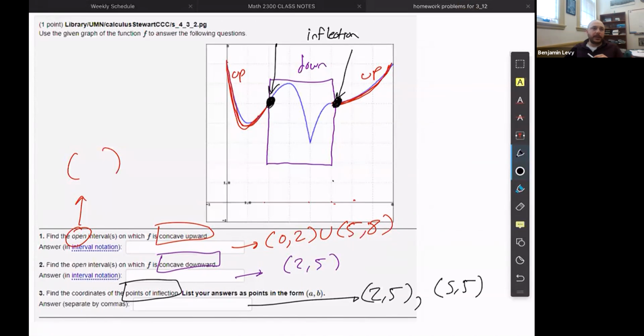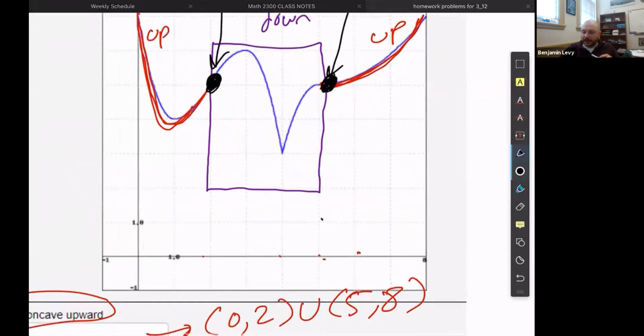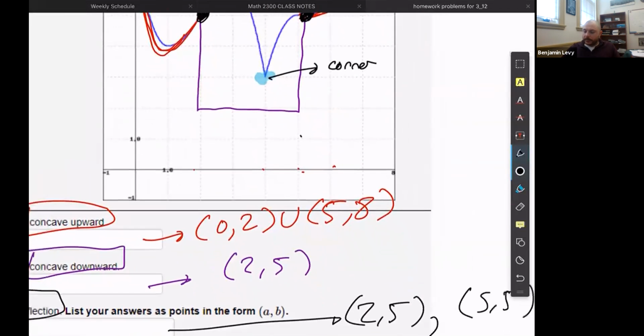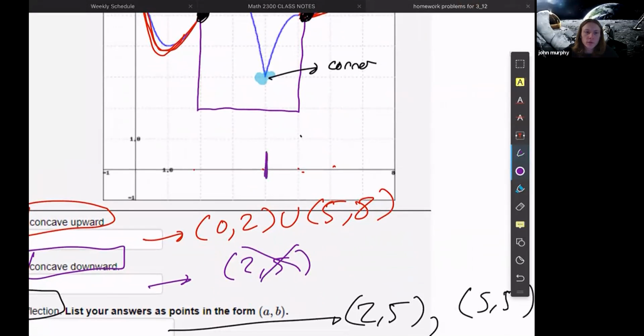Oh, okay. I'm looking at the answer now. It's trying to get us to think about, and I totally missed this too, so I'm glad we're talking about this. This point right here, is that an inflection point? That's a corner that's screwing us up. And so it's not concave up or down there. And so we need to break this middle interval up. Oh, so 2, 4, 4, 5. Yeah.